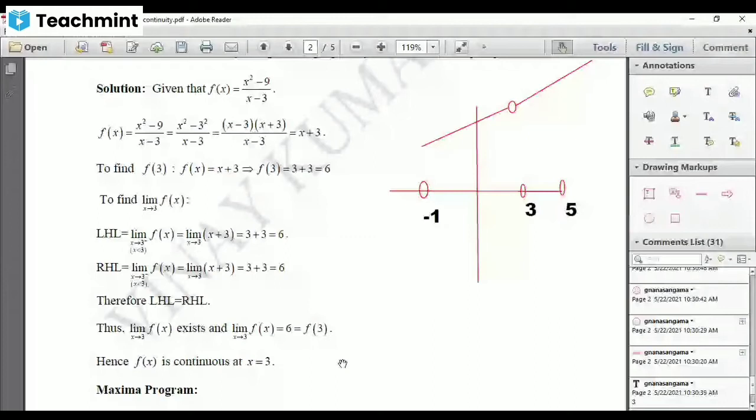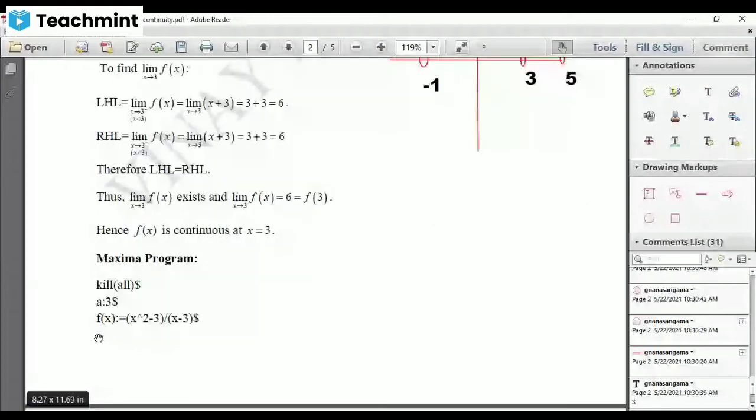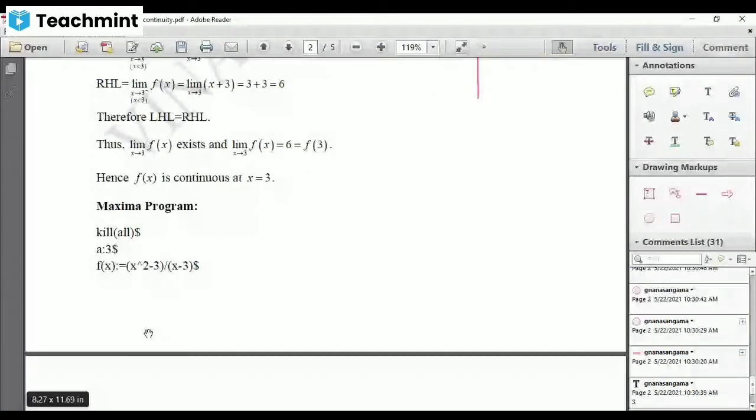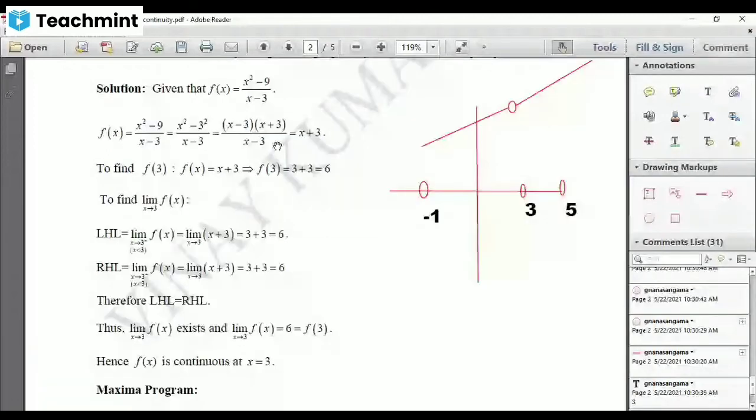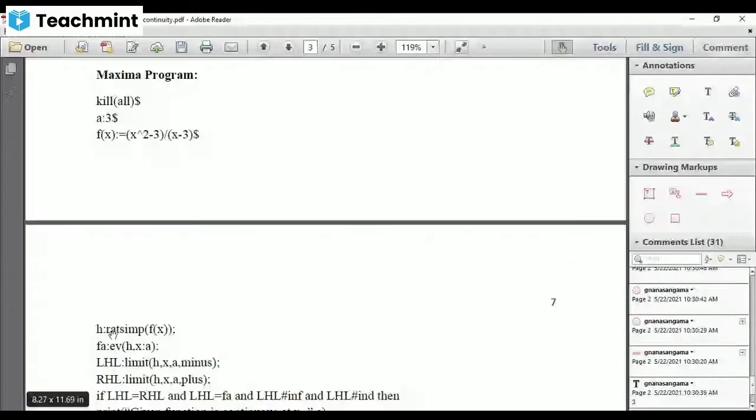Write a Maxima program. Since there is only one function, I'm giving f of x. Then a value is 3. f of x is (x^2 - 3)/(x - 3). You have to write everything, numerator within bracket, denominator within bracket, because there are more than one term. After writing f of x and a, we simplify this. For that, I'm calling it h colon ratsimp, that means rational simplification of f of x.